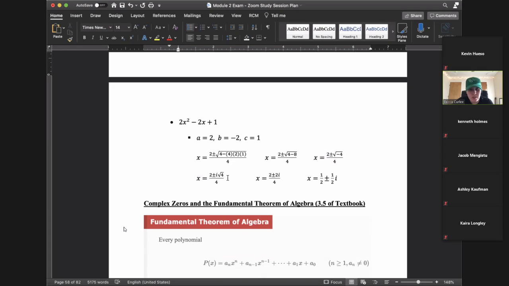And that gives us, the 2 comes outside of the radical and is multiplied into the i, so we've got 2 plus or minus 2i over 4. Dividing 2 by 4, we get 1/2. Dividing 2i by 4, we get 1/2 i. So the solutions are 1/2 plus or minus 1/2 i.